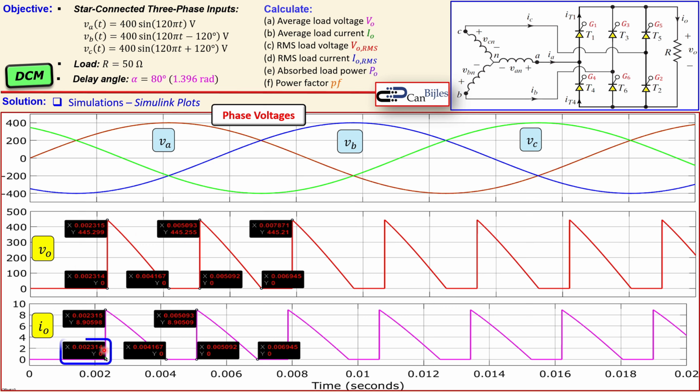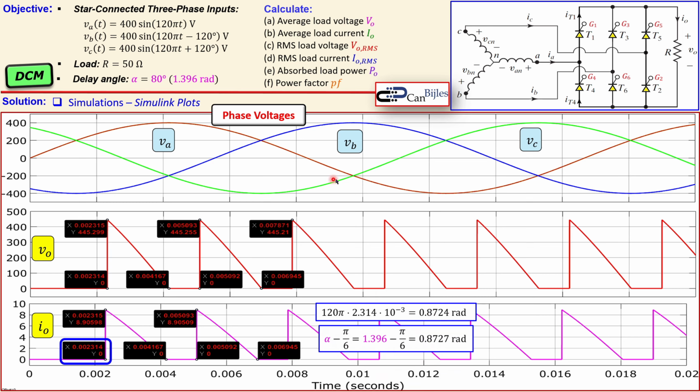So the first label here is where we actually see our 120 pi times this second, which is 0.002314 seconds, so it's actually this much milliseconds, and that will result in 0.8724 radians. What does it mean? Now we know from a discussion of the graphs for the DCM condition that the alpha minus pi over 6 was actually our beginning, so it was actually where this signal we are starting. This is actually what you also see here.